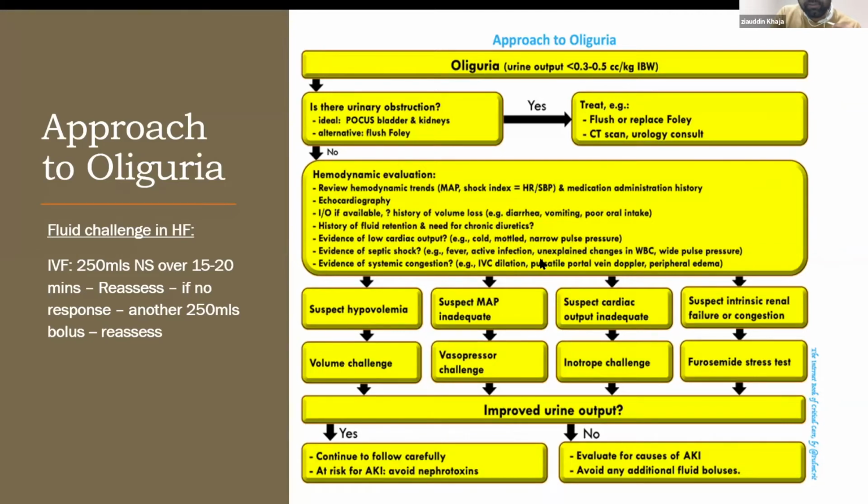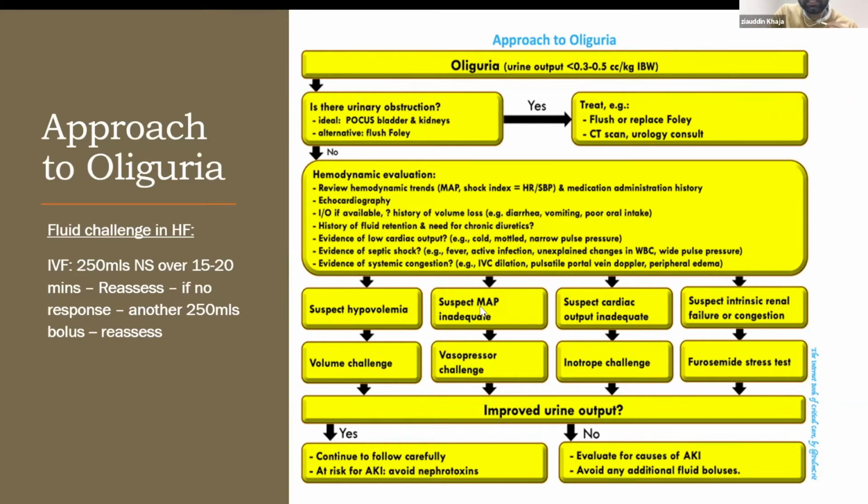So if you're suspecting hypovolemia, then a volume challenge. We'll talk about volume challenge in a bit. So giving them some fluids and then see if their urine output is increasing. If it is increasing, that's great. If not, then we're thinking about what are the causes of AKI.